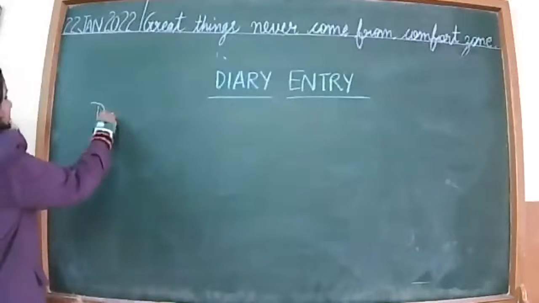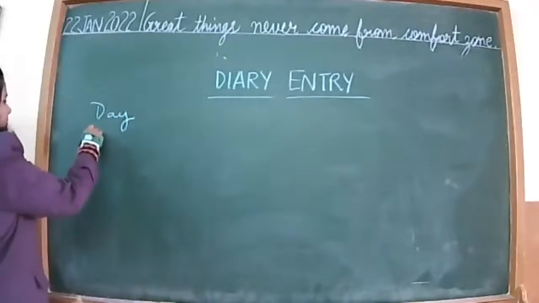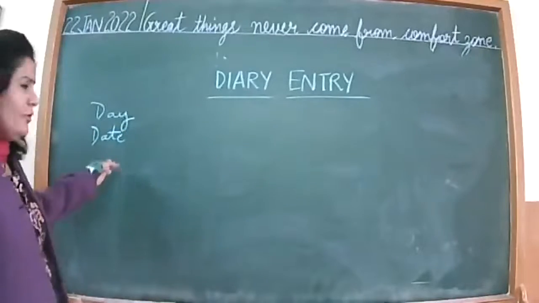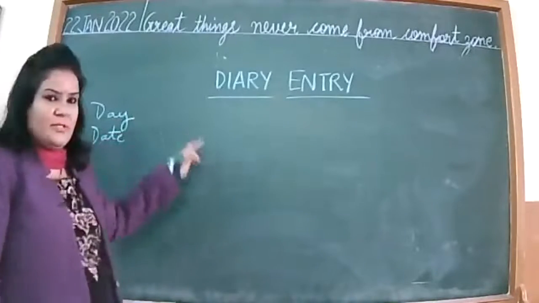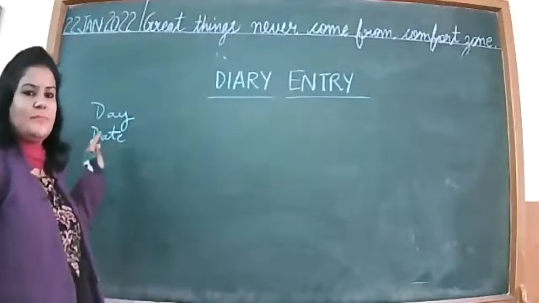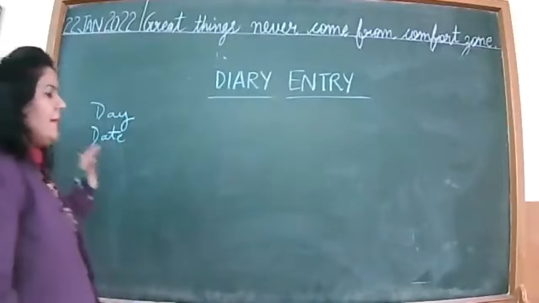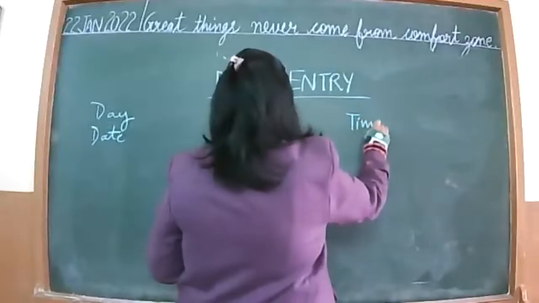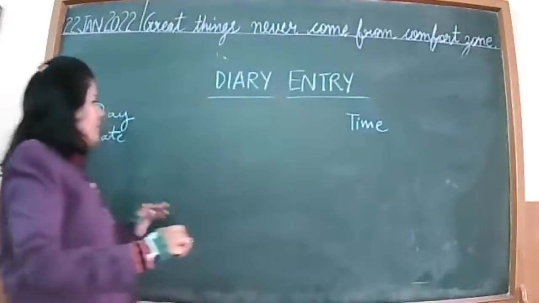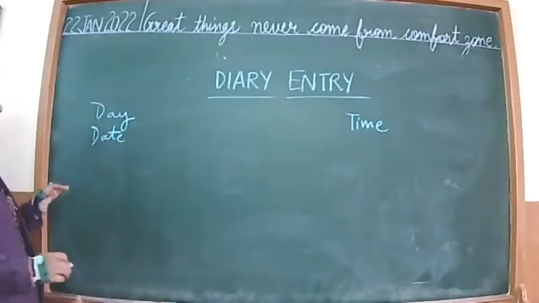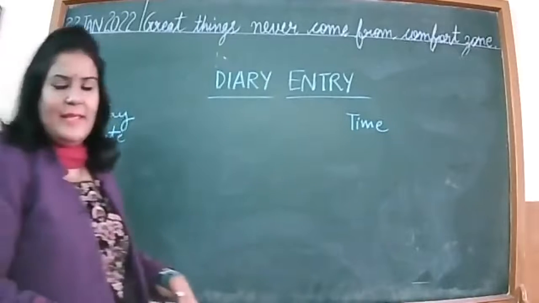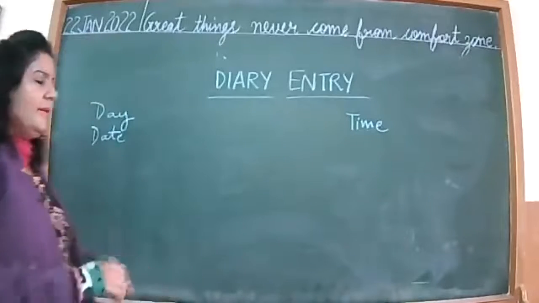So this is the format. Day here, date here, next line. Even you can write day, comma, date. That is also correct. But the thing is, both things should be mentioned. That is our purpose. Time on the right side. Fine. This is the format. Day, date, time. Clear? Then you skip one line and then we write dear diary.